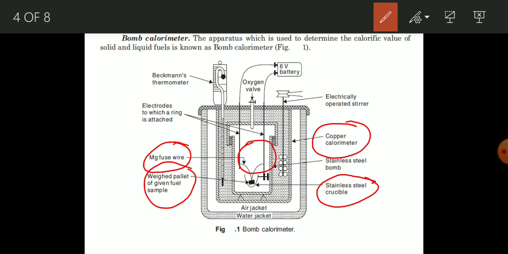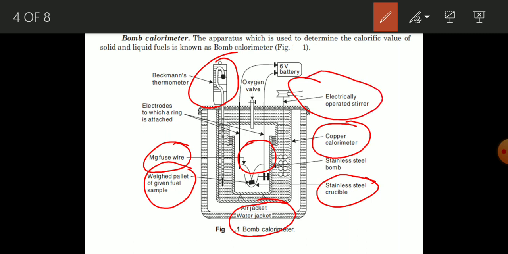which is surrounded by an air jacket and a water jacket, which minimize the heat loss due to radiation. There is a stirrer and a Beckman thermometer which can accurately measure the temperature, up to one hundredth of a degree.